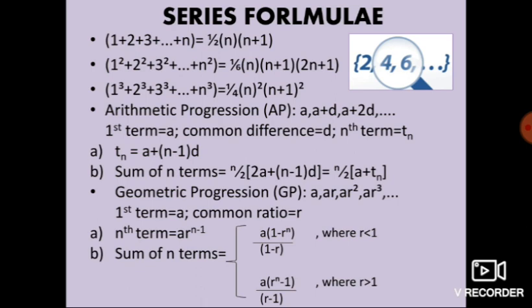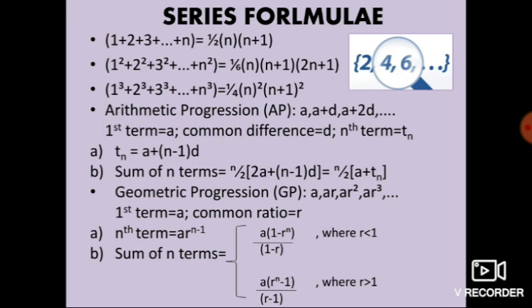Then arithmetic progression. What is arithmetic progression? It is a series of numbers in which there is a common difference, that is d, and it will be in the format a, a plus d, a plus 2d, etc., in which the first term is a, the common difference is d, and the nth term is tn. Sometimes the question will ask to find the nth term. So the formula is tn equal to a plus n minus 1 into d.